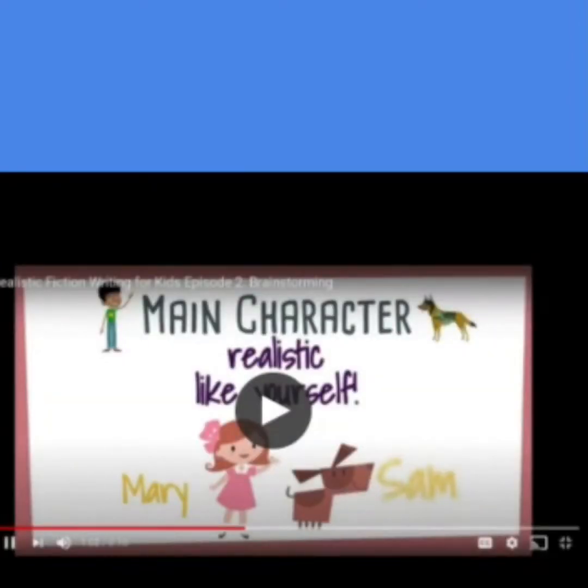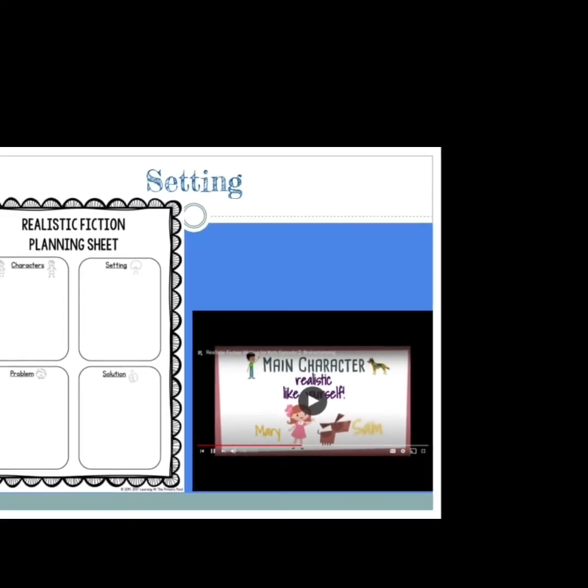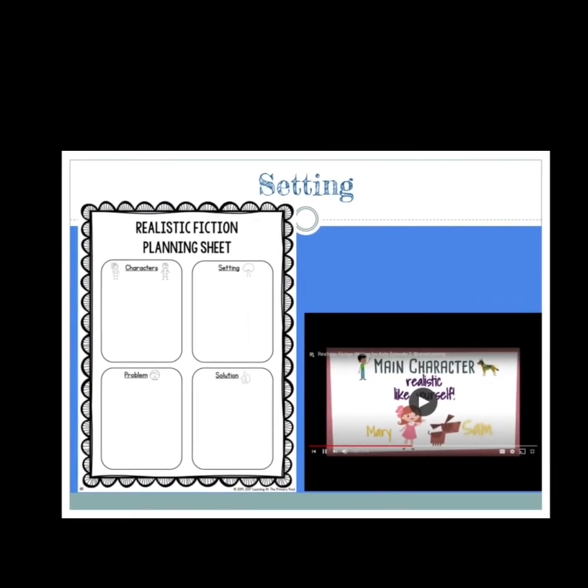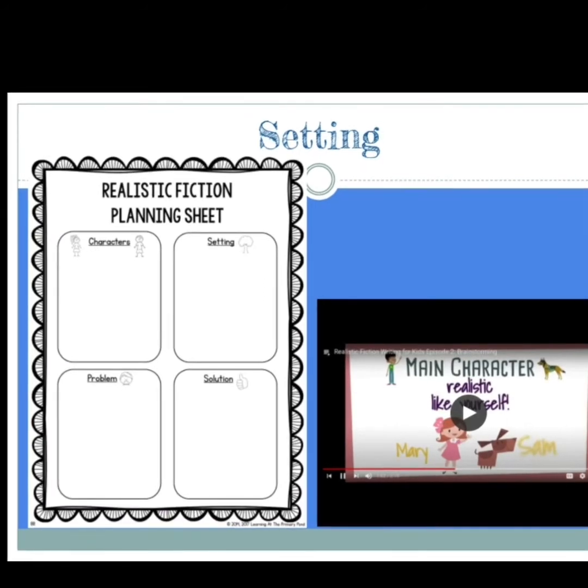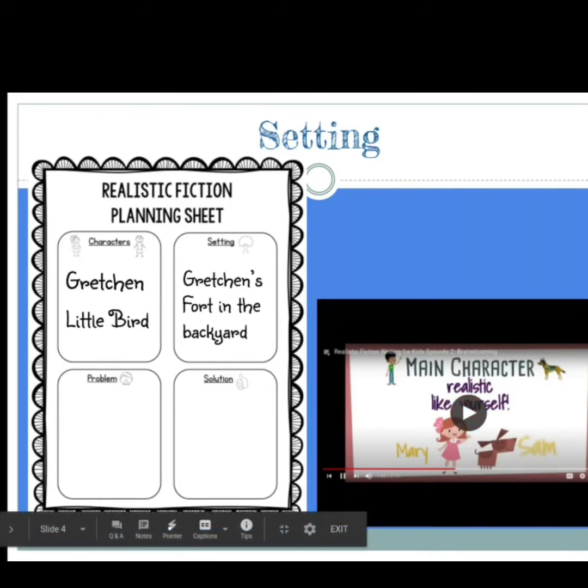Okay, so that video helped us see how to do our character, setting, problem, and solution. Well, we already have our character. My story, at least, is Gretchen. And I want to add another character that I didn't talk about before, and that is Little Bird. That's the little bird that she finds. And the setting, which I've already said in my story, is the fort in the backyard, Gretchen's backyard fort. Okay, so now we have our characters, our setting, and we need a problem and a solution. I'm going to talk about problem and solution next.